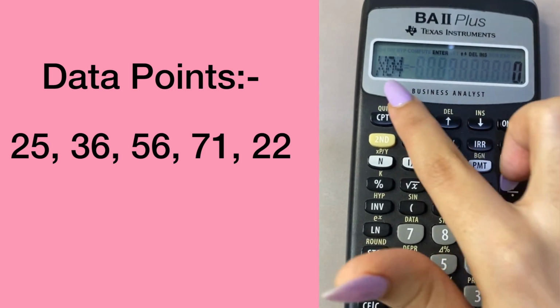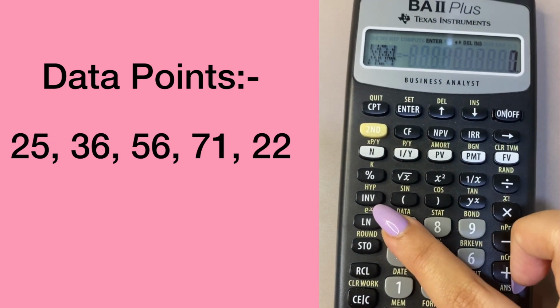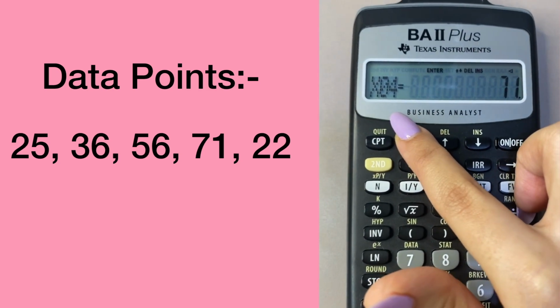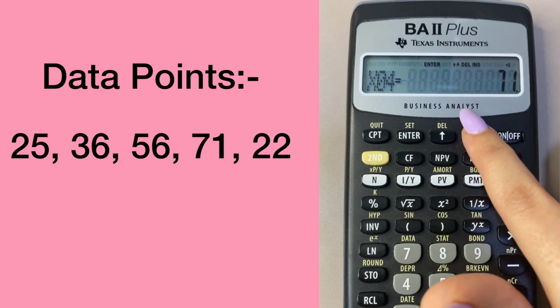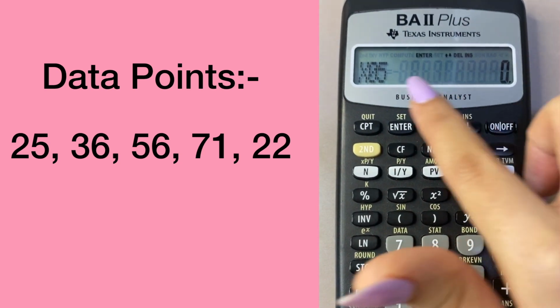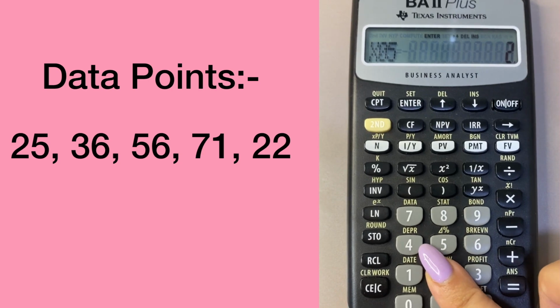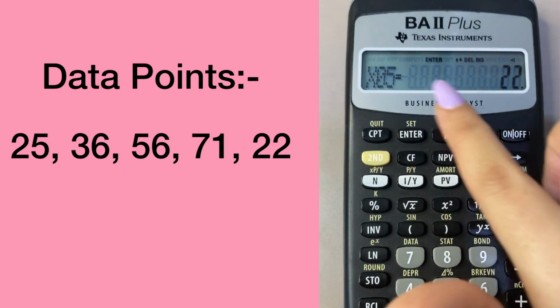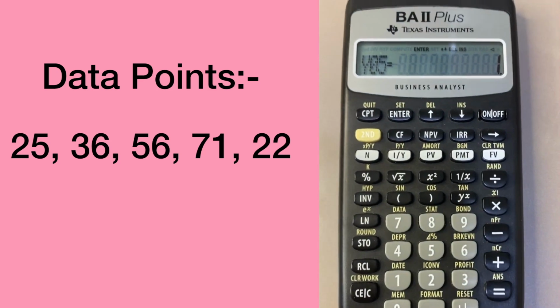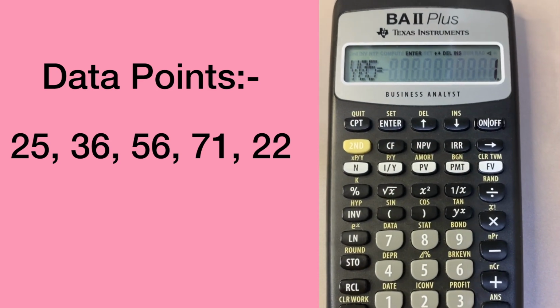Enter, go down. X04, fourth data point, 71. Guys, these are very random numbers. I myself don't know what the answer will be. Let's see. So enter again, down arrow, Y04, 1, perfect, enter, down, and the last one, X05, which is 22. Enter, done, Y05, enter. Now you'll be like, okay, we've put in all the data points, now what?